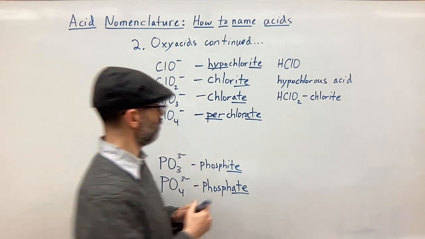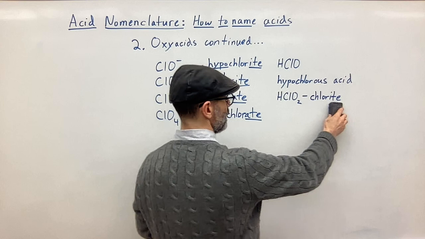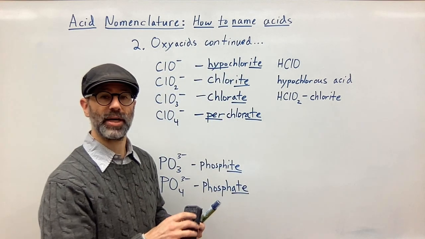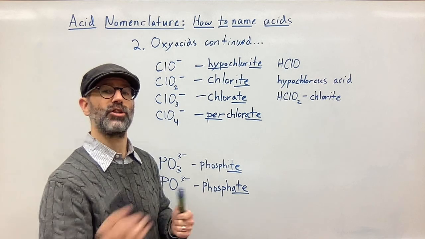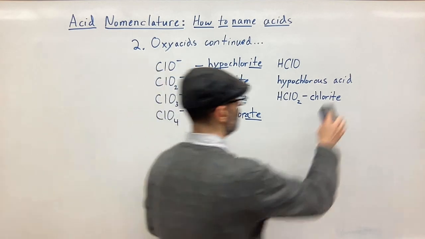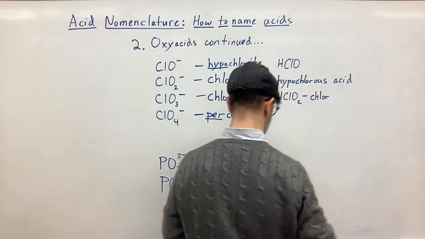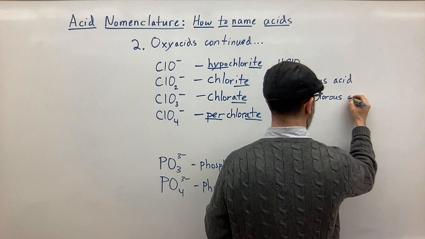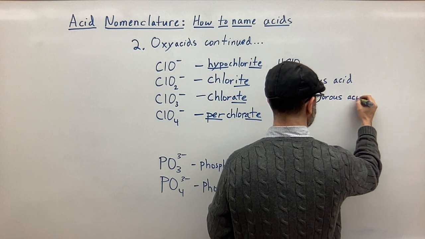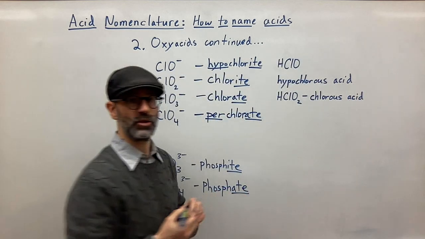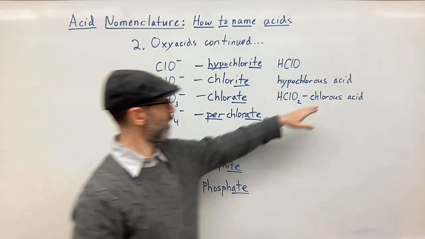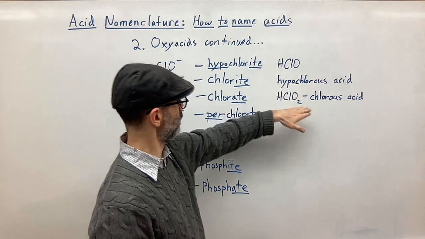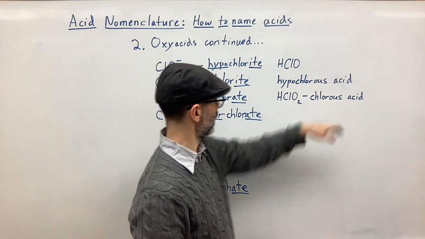ClO2 is chlorite. I'm going to drop the ITE ending and replace that with OUS. So anytime your polyatomic ion ends with ITE, drop it, add OUS. So I'm going to drop this, add OUS, and then add the word acid. So this one is called chlorous acid. So this acid is called hypochlorous acid. This acid is called chlorous acid.